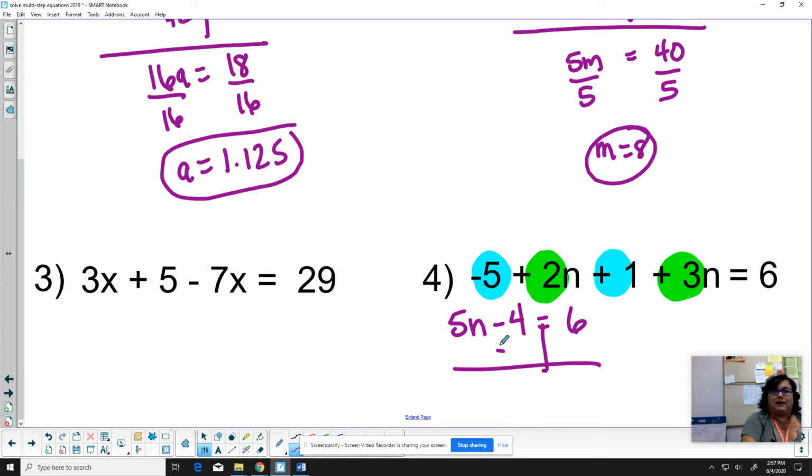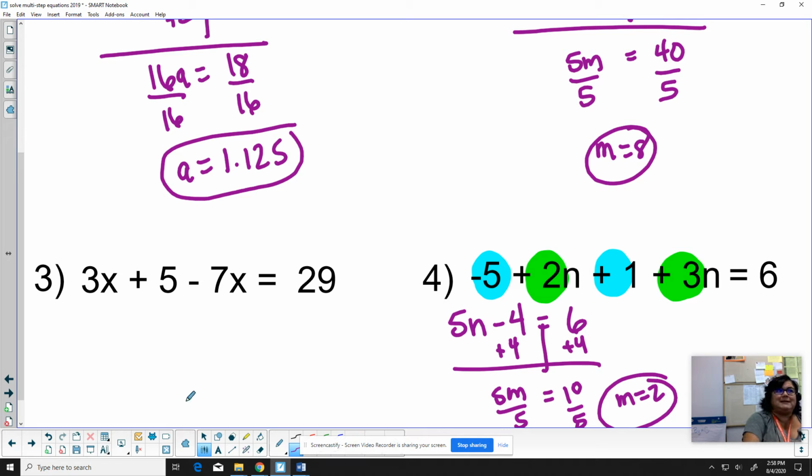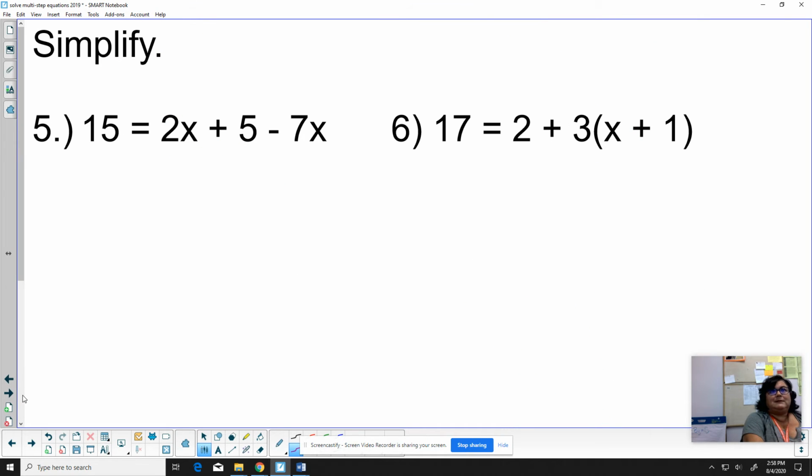So now I'm adding 4. This is just like the other day. And dividing 5. So m is 2. I like it when it works out nicely. All right, let's keep going.